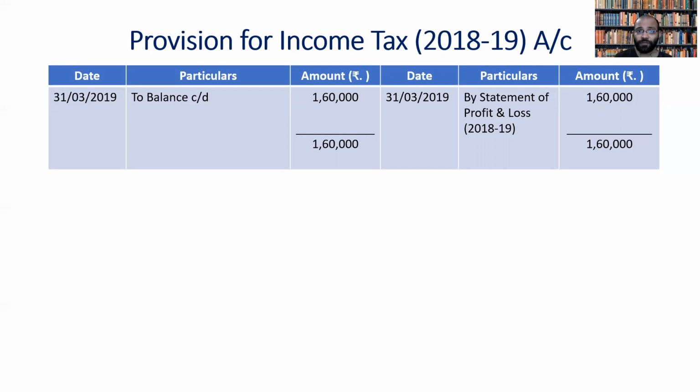Now, provision for income tax, that is the 2018-19 account. First, we have to write 31st March 2019, by statement of profit and loss, 2018-19. When you see the given question, there is a value given, 1,60,000, isn't it? So just substitute that 1,60,000.